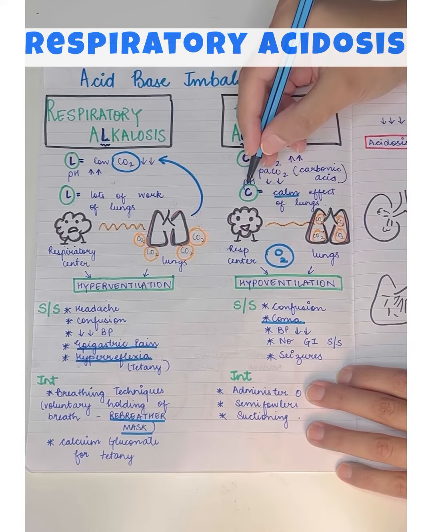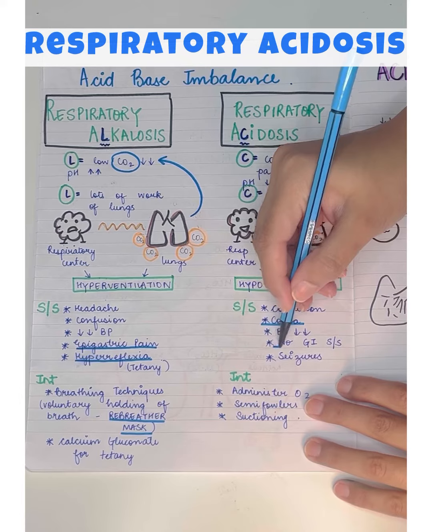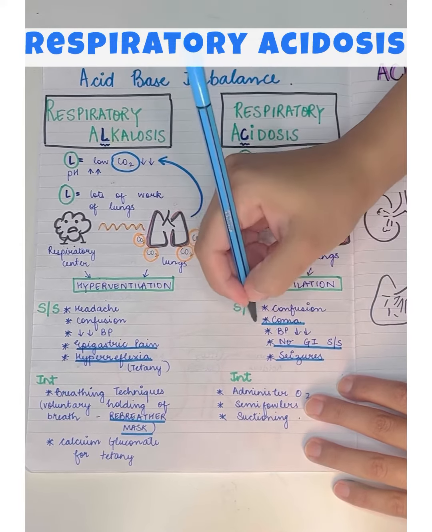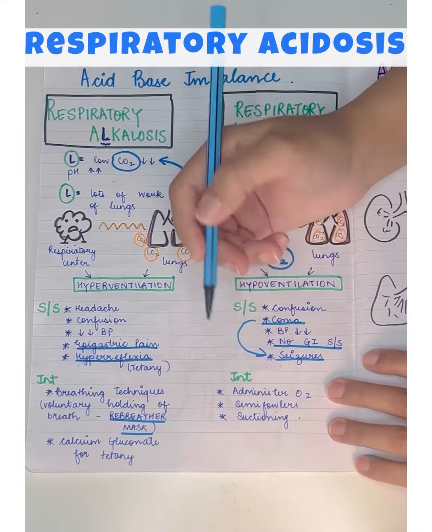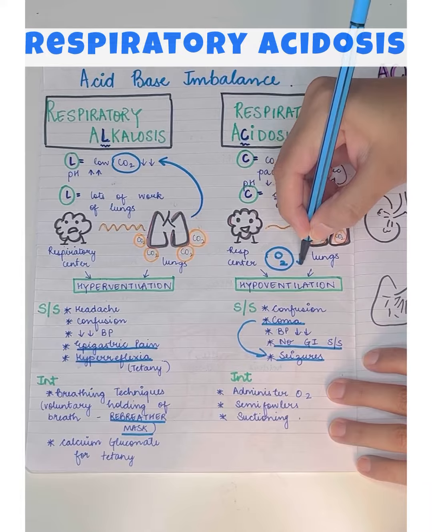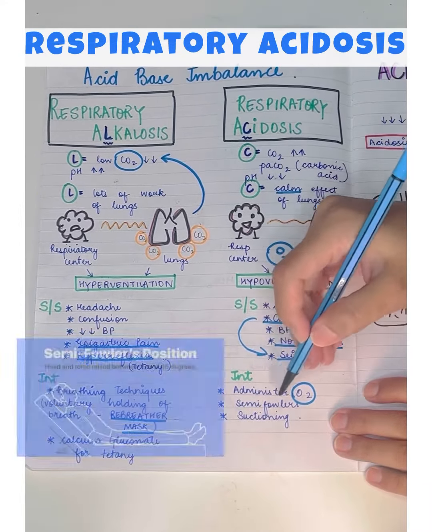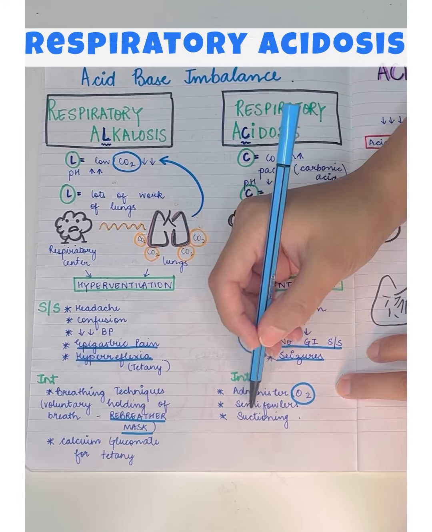Again, remember the memory trick C. The BP falls, and another significant feature is there are going to be no GI symptoms, but there are going to be seizures. So in coma, the patient is going to have a lot of seizures. For intervention, if the O2 of the patient is low, you will administer oxygen, and you will give him semi-Fowler's position because the patient is going through hypoventilation. Last one is suctioning.